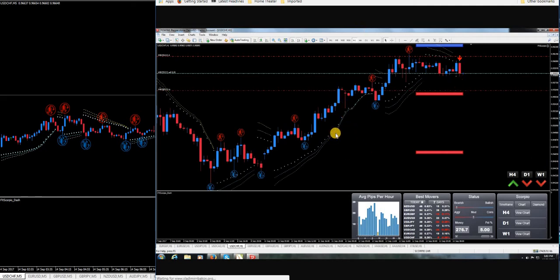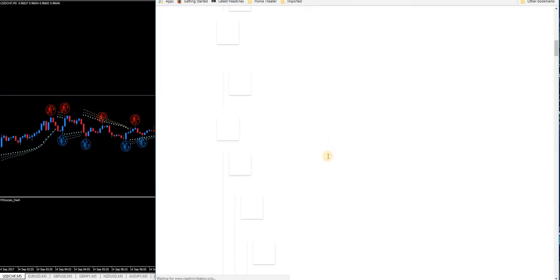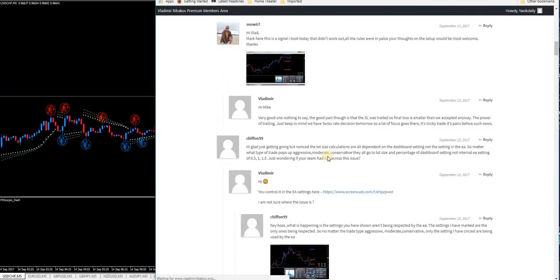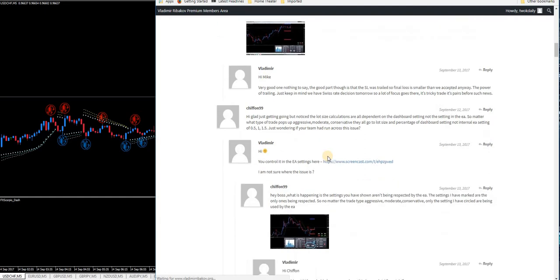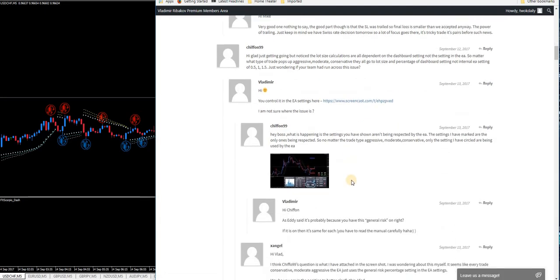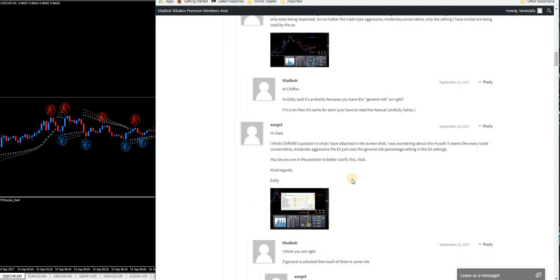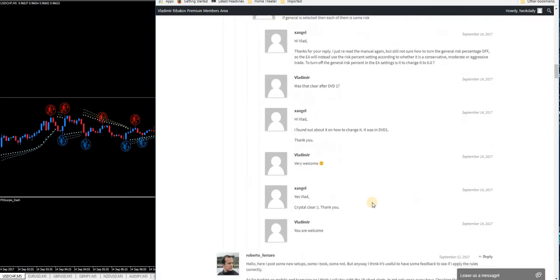Let's keep going down and see what other people are having luck with. I want to see what pairs seem to be working best. Has something to do with the settings.